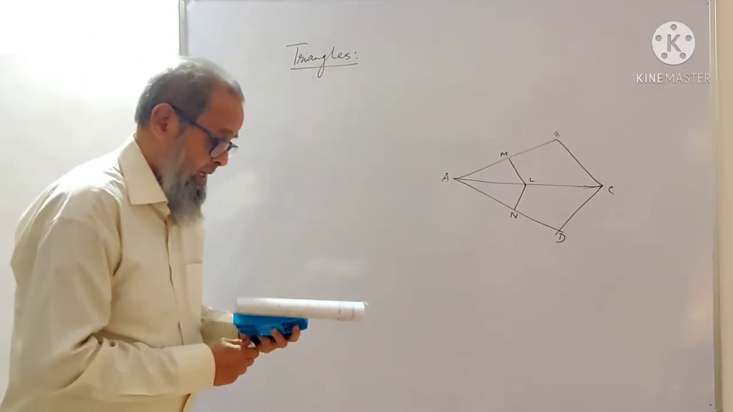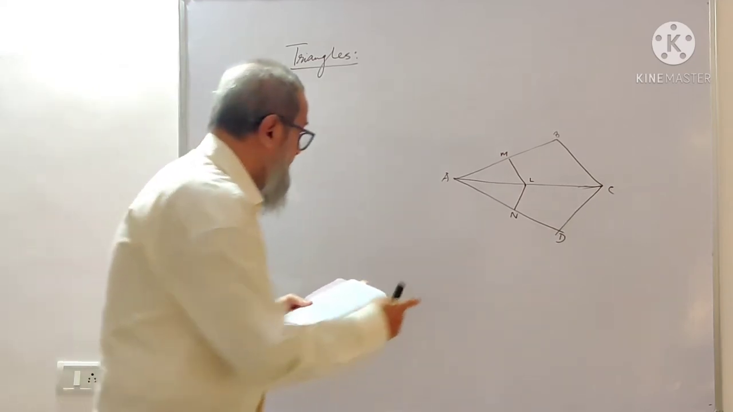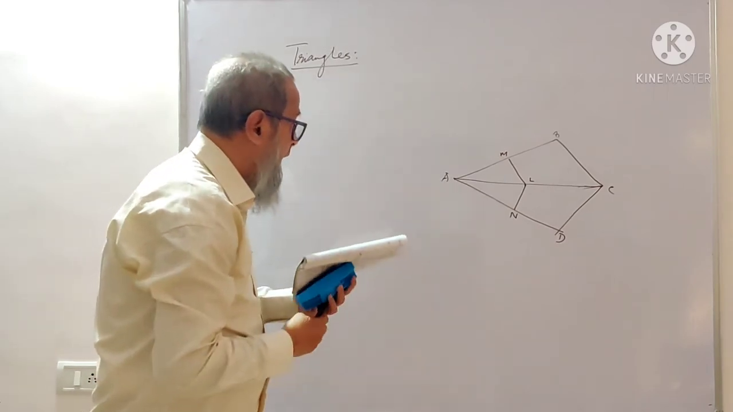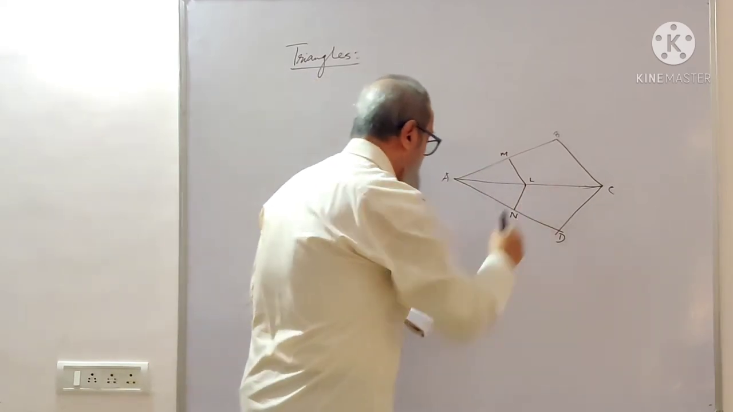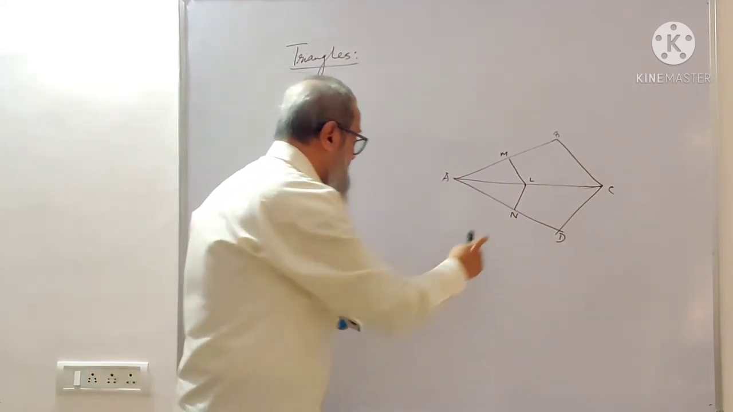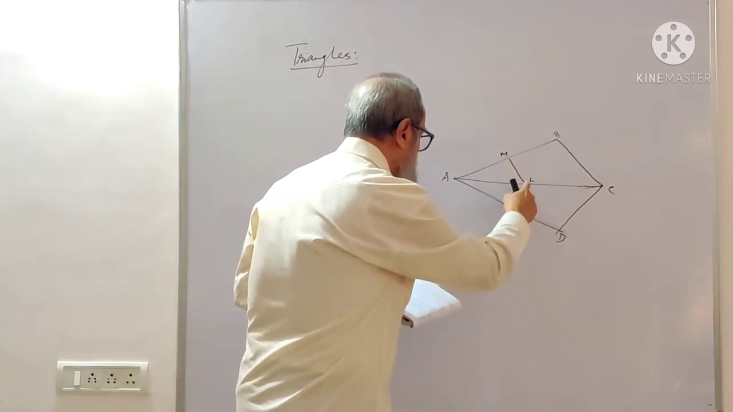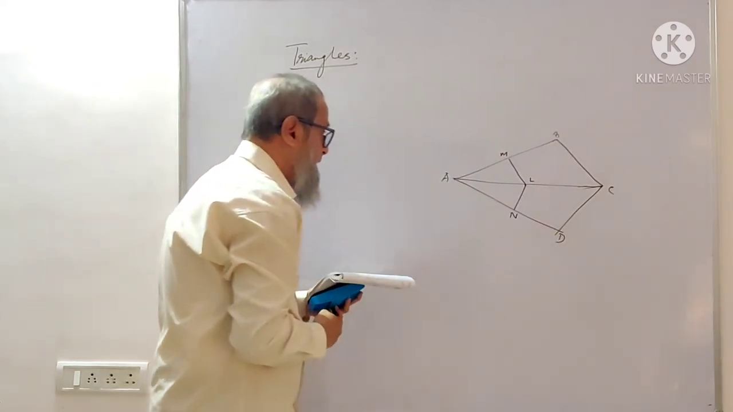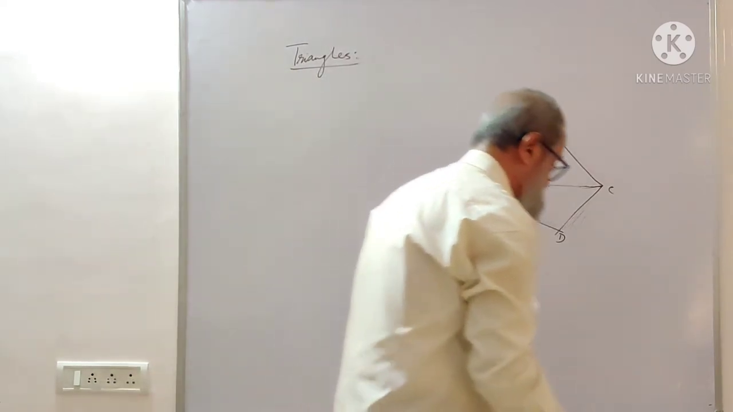Now, I am taking one more problem. He has given a figure like this. ABCD is a quadrilateral in which we have drawn AC, one of the diagonals. L is a point on the diagonal. From L, we have drawn two lines, LM and LN, such that they are parallel to BC and DC.